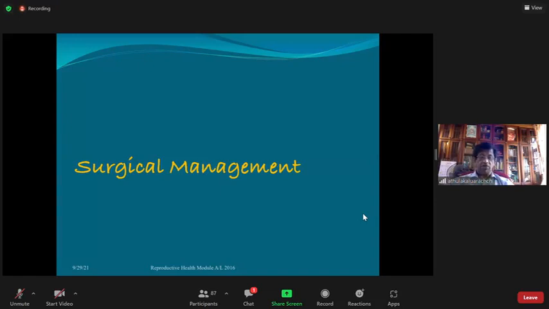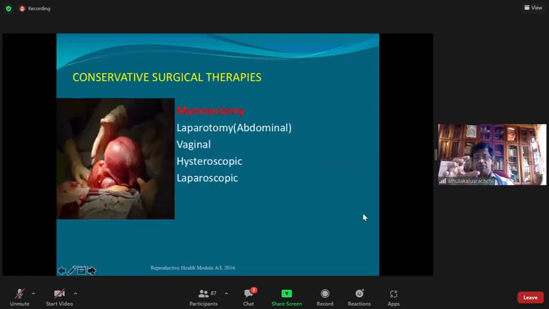Now, when you want to do surgery, basically you want to take that fibroid out. So there are different access routes proposed for surgical management. One is, of course, the traditional low suprapubic incision, the Pfannenstiel incision, to do an open myomectomy.